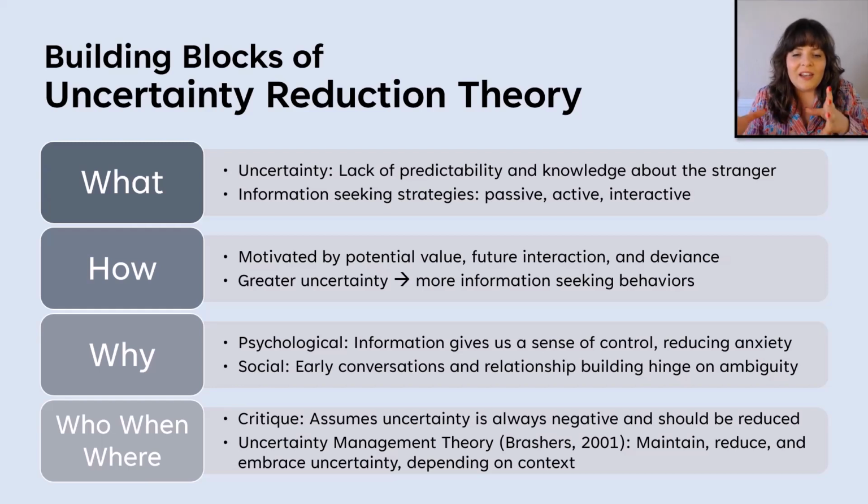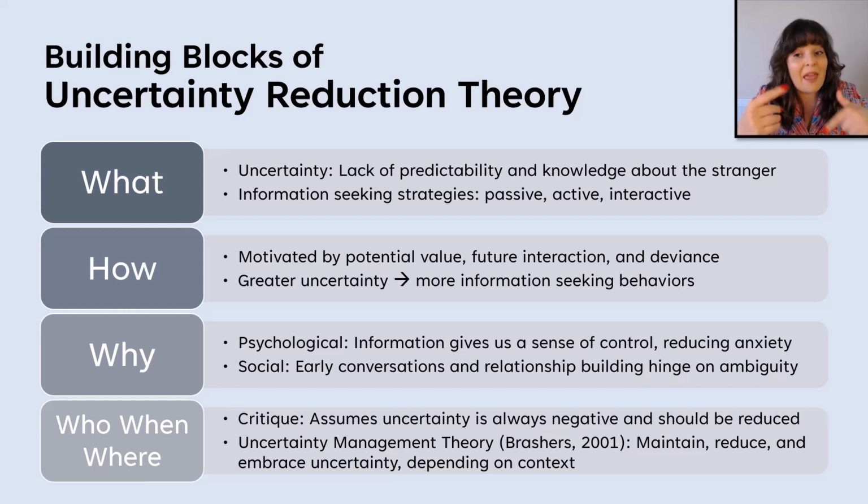The who, when, and where kind of get at when this theory is relevant: what situations, what contexts, what people. And a potential critique is that this theory assumes that we always want to reduce our uncertainty when we meet new people, and it assumes that uncertainty is always negative. You might think of a person that you've met where you're excited about that person, they're kind of mysterious, and you want there to be question marks still because you're excited about the process of getting to know them. That theory might not be applicable in that area.